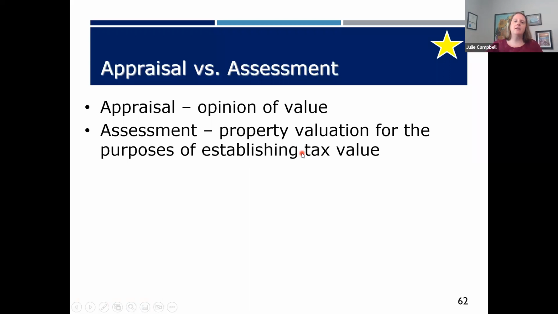As we've been saying, appraisals and tax assessments, both are often done by appraisers. What we're going to talk about in Unit 17 is the appraiser getting an opinion of value to originate a new loan. What we're talking about in this unit is the assessment for tax purposes.